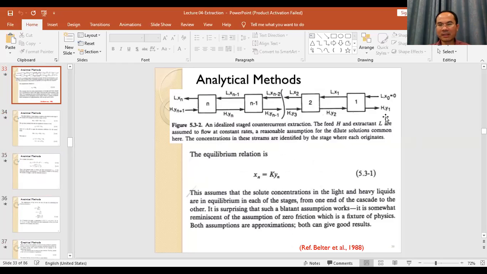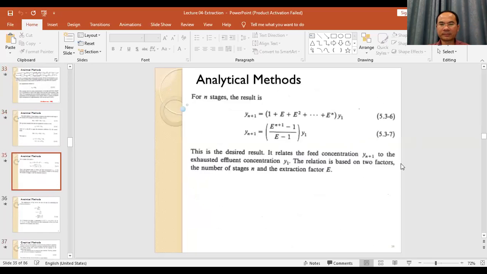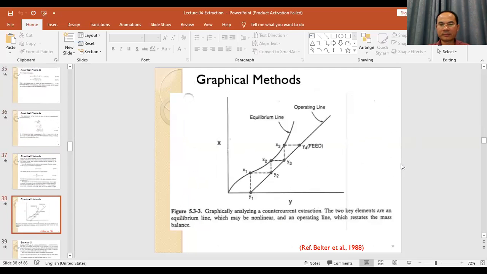For this case, we can correlate the output and output at this state. So you construct the output of stage 1. Okay, it's the equilibrium. That's Y1. X0. You get this. This is y for interface of this, this is y for feed.